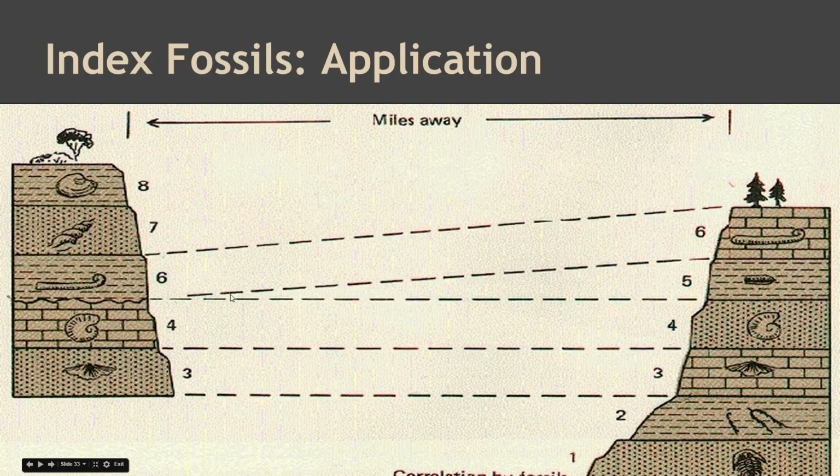So looking at this, that's basically one of the ways that index fossils can be used to really easily reference a relative age. And then also looking at this, you'll notice that the location on the left has much younger layers. So 7 and 8 exist here, while not in this area to the right.